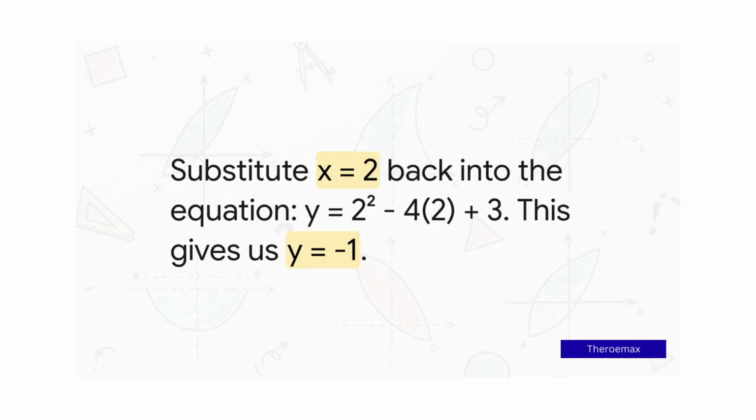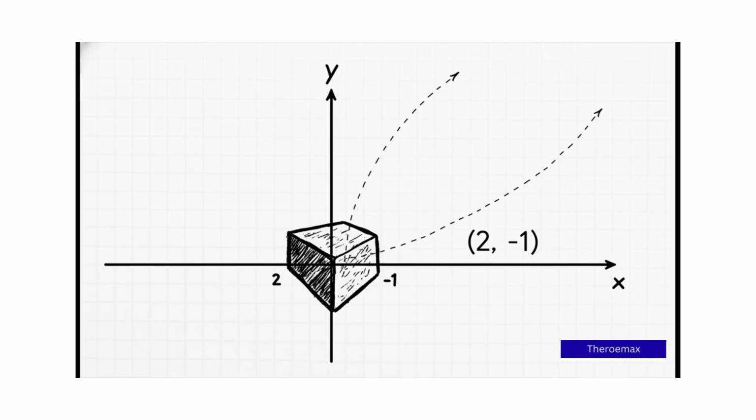Now we just plug that value back into our original blueprint to find the y-coordinate. So y equals 2 squared minus 4 times 2 plus 3. Let's see, that's 4 minus 8, which is negative 4, plus 3, which gives us y equals negative 1. And there we have it, the absolute minimum point of our parabola, the very bottom of the curve, is located precisely at the coordinates 2, negative 1. This right here is the cornerstone of our entire design.